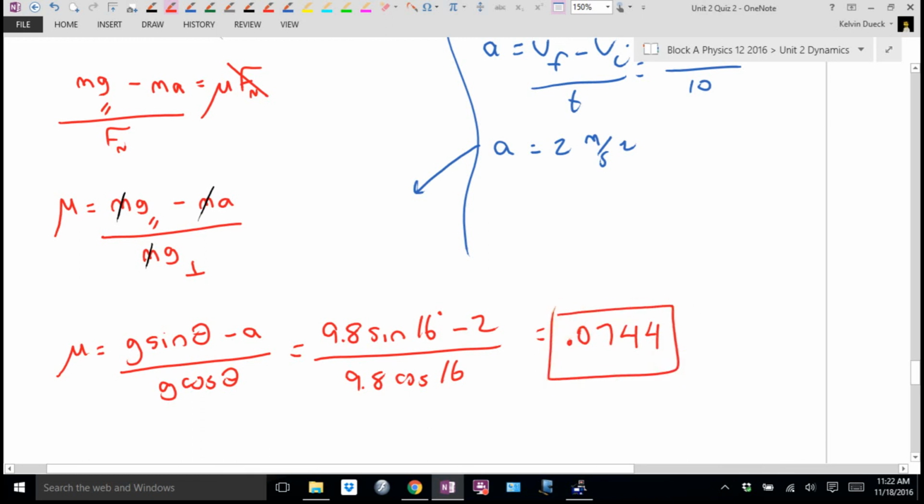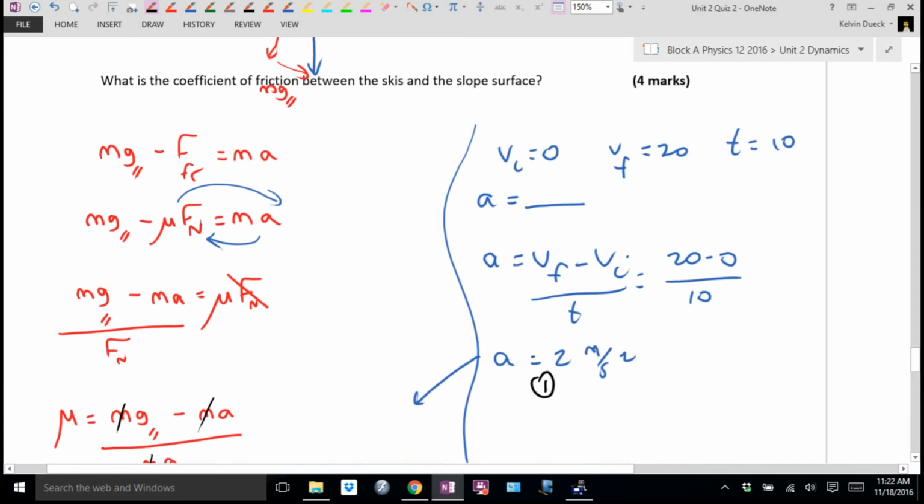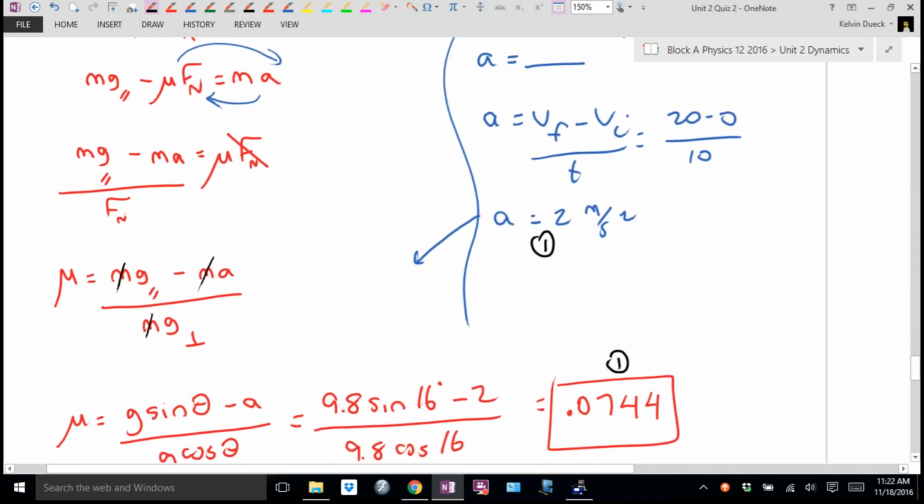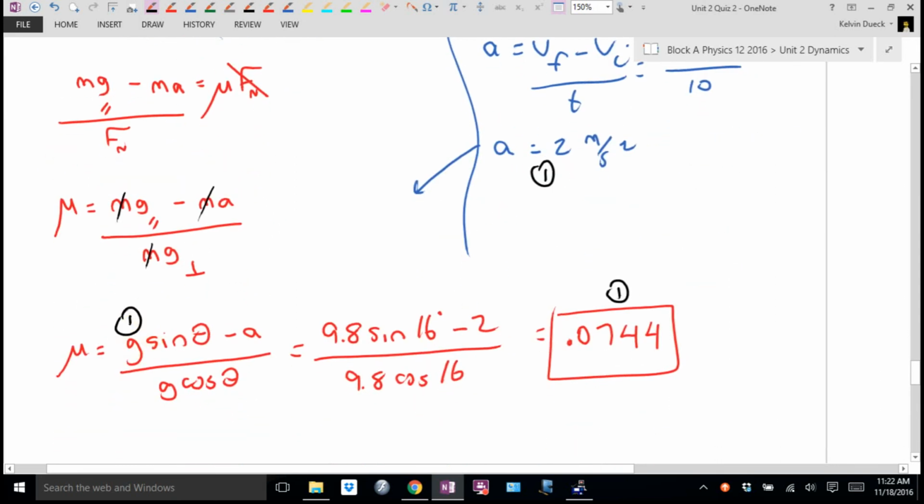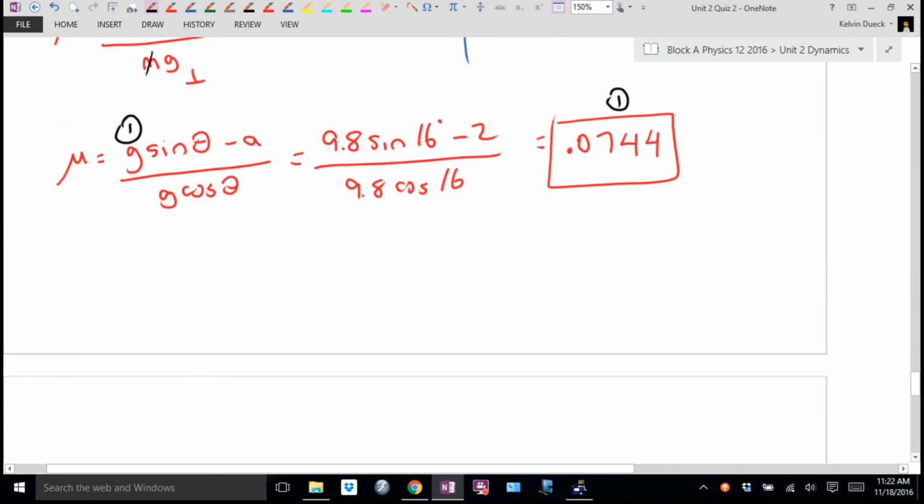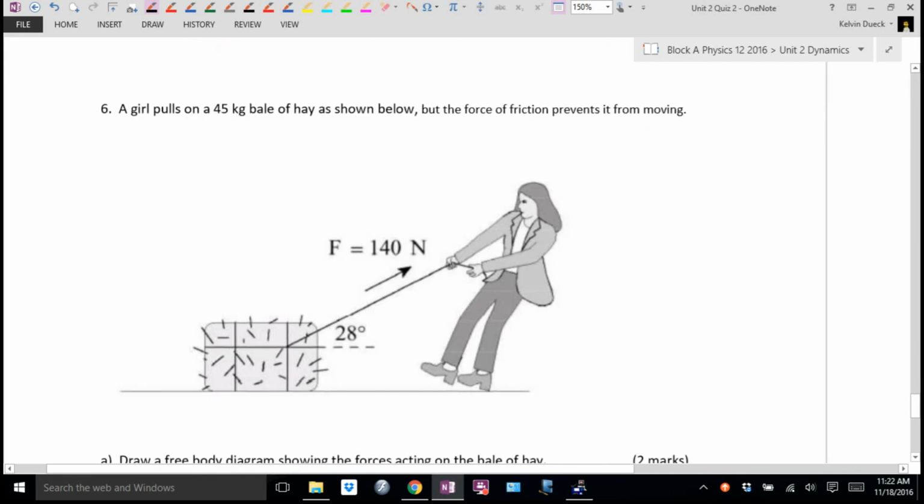Units, there are none. I would give you 1 mark if you found the acceleration. I would give you 1 mark for the answer. I would probably give you 1 mark for that equation, and I would give you 1 mark if you had the mu equation by itself. There's your 4. Last one. I like this question.